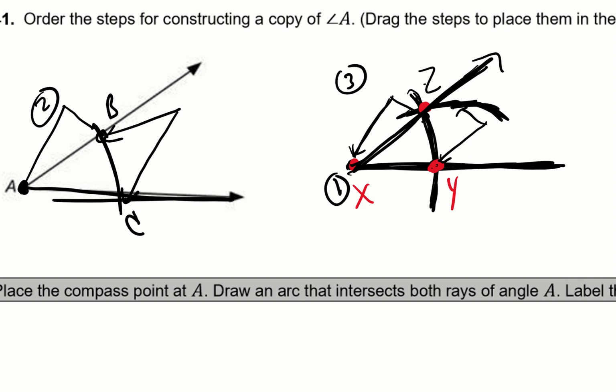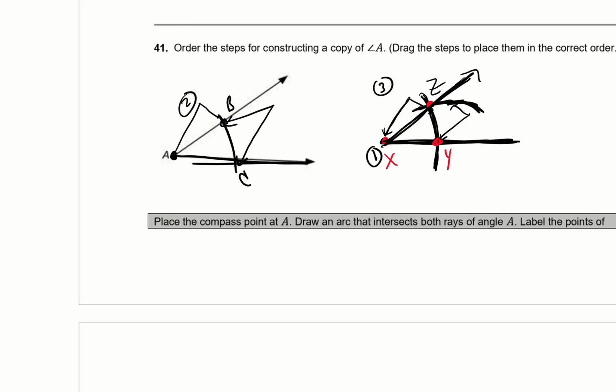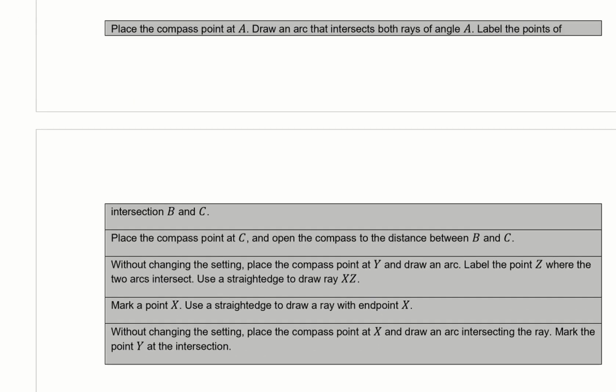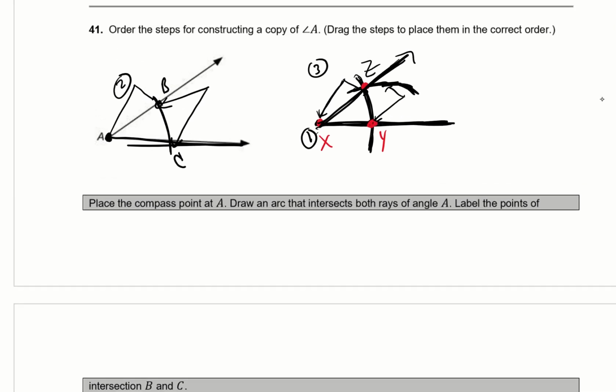All right, then we can call this Z, for example. All right, so that's the overview of the steps. So let's go ahead and list them in order. So these are all the steps. As I mentioned earlier, you're first going to mark a point, and then you're going to use a straight edge to draw the ray. In this case, I drew a line segment, but you can draw a ray there.